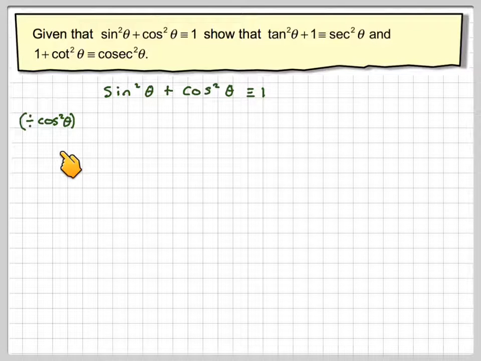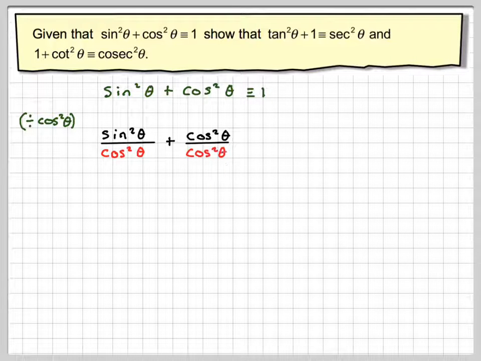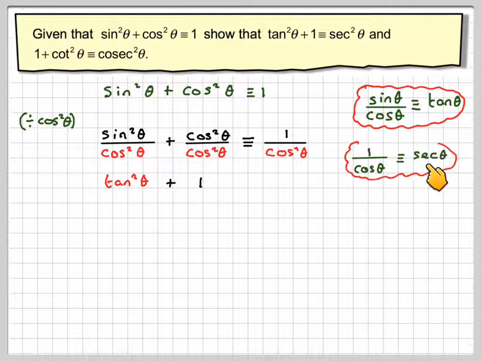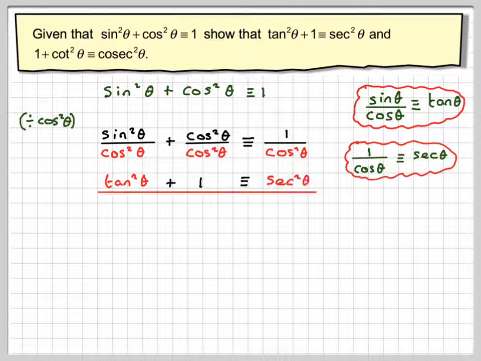If we divide everything through by cos squared theta, we're going to get sine squared theta over cos squared theta plus cos squared theta over cos squared theta is equivalent to 1 over cos squared theta. Now we know that sine theta over cos theta is equivalent to tan theta, so this can be replaced with tan squared theta, and we know that cos squared divided by cos squared is 1, and then 1 over cos theta is equivalent to sec theta, so this is equivalent to sec squared theta because it's 1 over cos squared. So we've proved the first one.